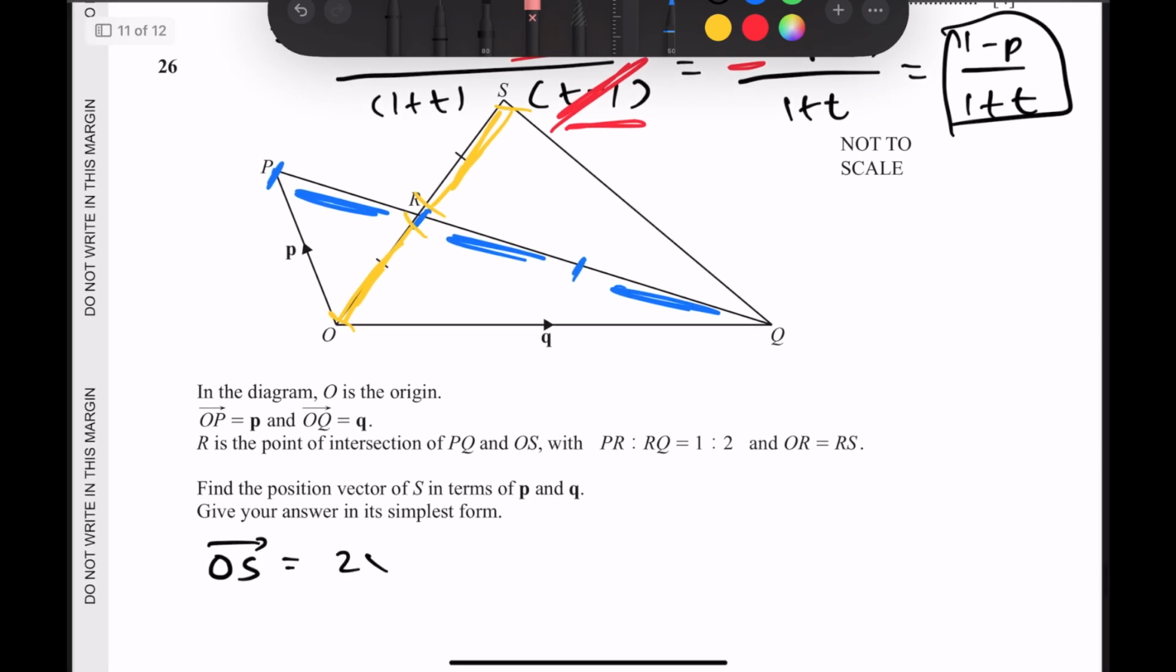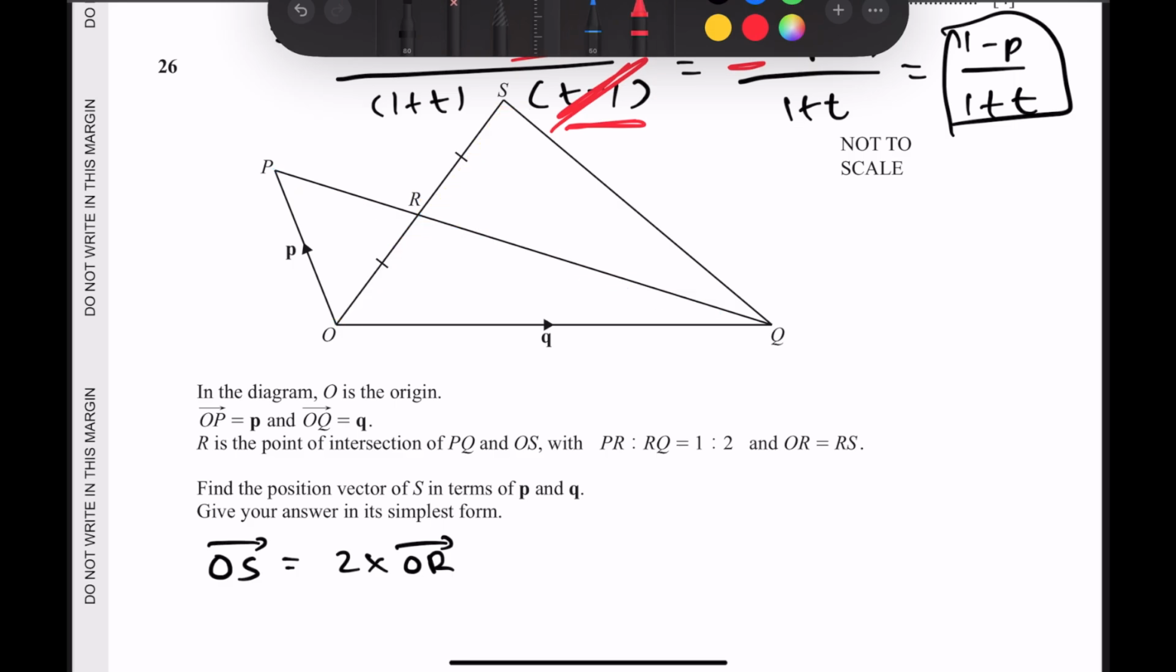As you can see, OS is equal to 2 times OR. This is because if OR is equal to one of these units, OS is equal to 1 plus 1, so 2 of these units, since it's twice of OR. Okay. Now with that done, we should now find what length of OR is. Let me erase all these workings for a clean slate. To find OR, we can see that OR is equal to OP plus PR.